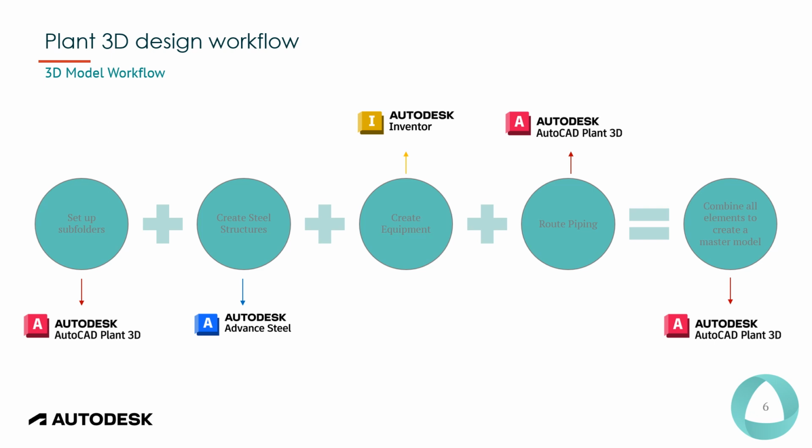Then on the creating equipment side, you can create your equipment in the Inventor software. So if you manufacture your own equipment or you have own custom designs and shapes of equipment, you can do that within Inventor and then import it into your Plant project and use it there. So after placing your structures and your equipment, you can start by routing your pipe using the AutoCAD Plant 3D software. And once all of these elements have been placed, you can create and combine this all into a master model.